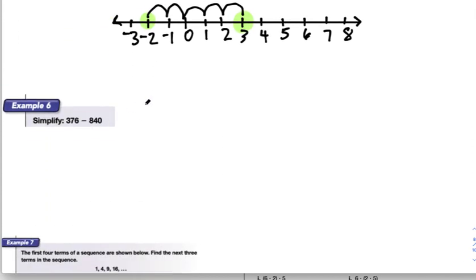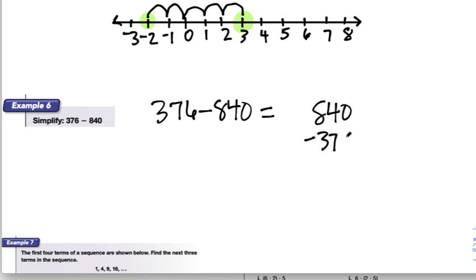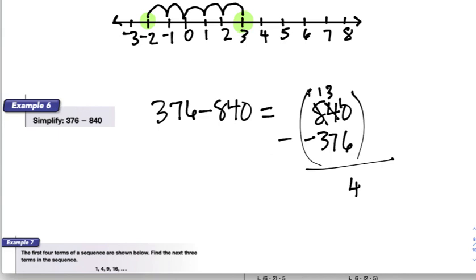So if I have 376 and I'm going to subtract 840, I should get the same answer as if I took 840, subtracted 376, and then made the answer negative. Let's go ahead and try it out. So 840 subtracting 376 is going to require me to do a little borrowing. And you guys are good at this now, so I know I don't have to explain all the things. But follow along. If you have any questions, definitely let me know.